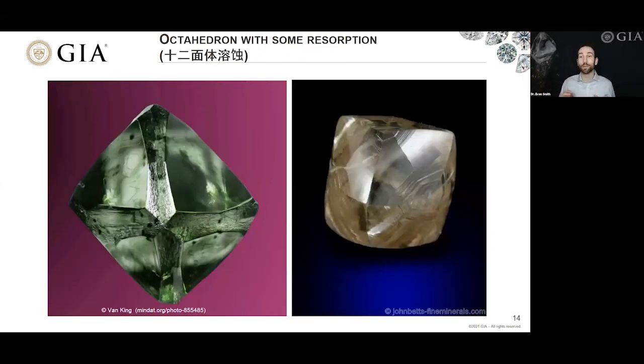Many rough diamonds have some evidence of resorption. So here are two octahedral crystals whose edges have been resorbed. And the shape is somewhere in between an octahedron and a rounded dodecahedron.